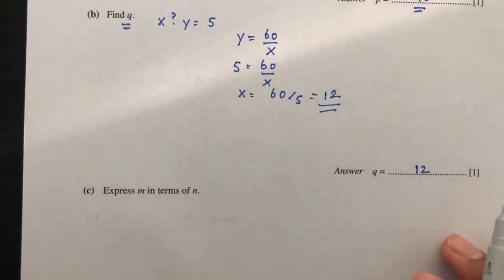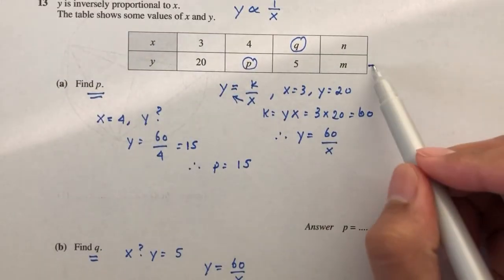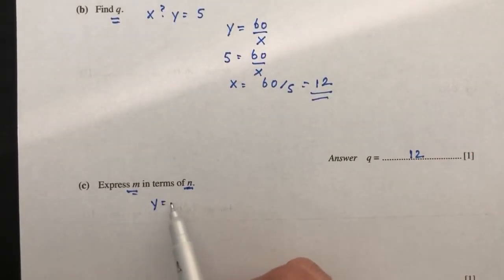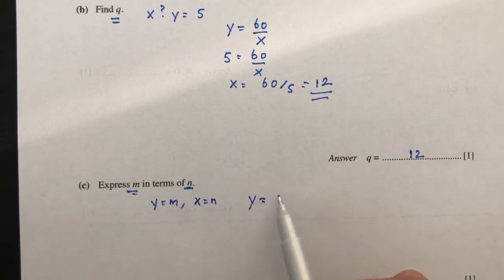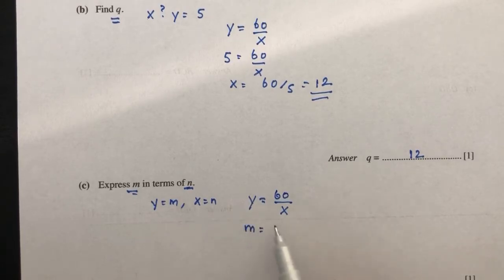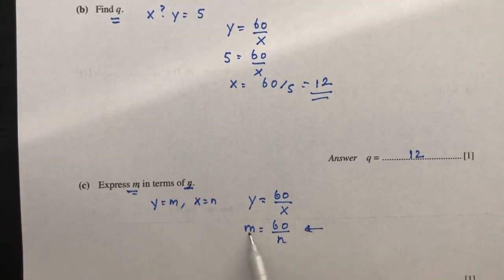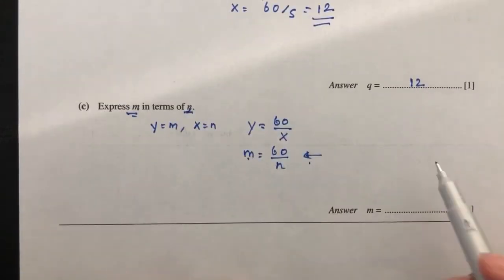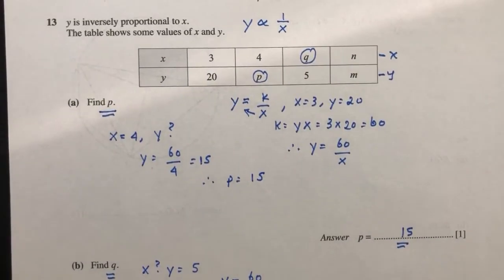And the last question will be, express m in terms of n. So what is m? M is actually the value of y, and n will be x. So y is actually m, and x is n. The equation that we have is y is equal to 60 over x. So m equal to 60 divided by n. So your answer is 60 divided by n. And that is question number 13.